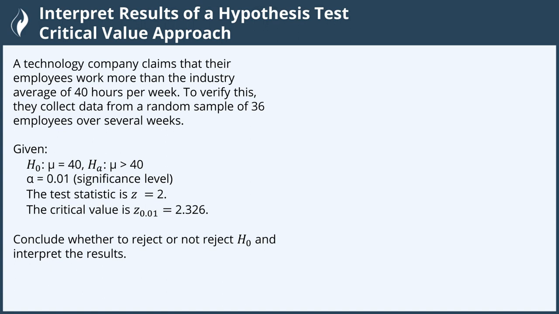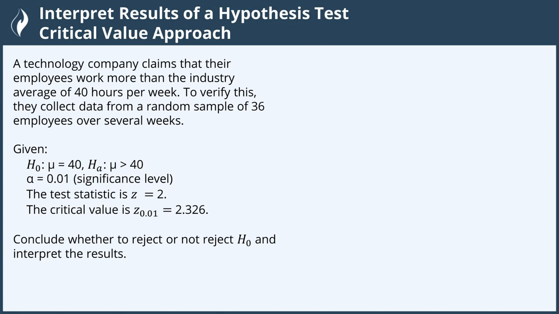Given the null hypothesis is that the average equals 40 hours, and the alternative hypothesis is that the average is greater than 40 hours. Alpha, or the significance level, is 0.01, and already calculated for us is the test statistic of z equals 2. We also have a critical value for z at the significance level of 0.01 equaling 2.326. Conclude whether to reject or not reject the null and interpret the results.